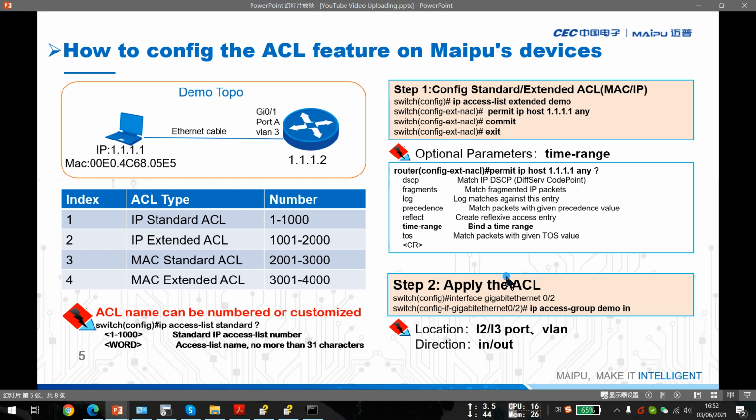The second step is to apply the ACL, and the ACL can be applied on the layer 2 port, layer 3 port, and under the VLAN. And the ACL can be applied in two directions, in and out. Okay, now I will start the configuration example.